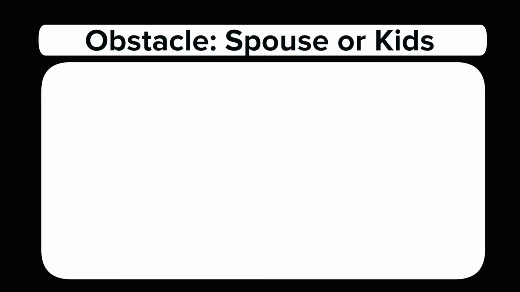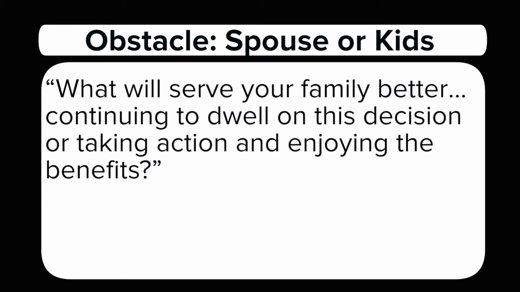The final tool I will use here comes from my experience with the behavior matrix. In levels 3 and 4, what we learned to do was called feed the beast and influence the belief. At this point in your conversation, this tool becomes highly invaluable. A few examples of this would be for obstacles dealing with the spouse or kids. You could ask, what will serve your family better? Continuing to dwell on the decision or taking action and enjoying the benefits now?